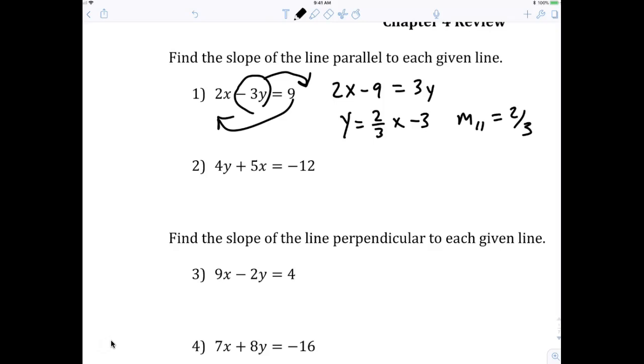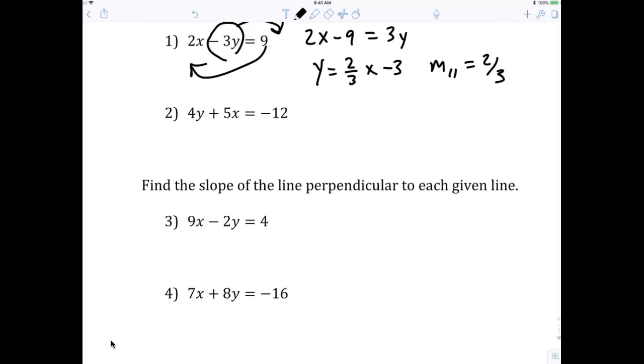All right. Now I'm looking at question number 2. Again, solving for y. 4y equals negative 5x minus 12. Y equals negative 5/4 x minus 3. So again, slope of the parallel line would just be what? Negative 5/4. Any issues?